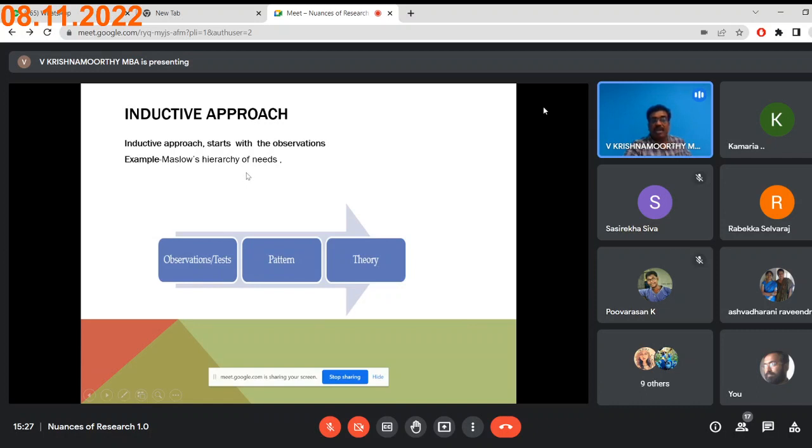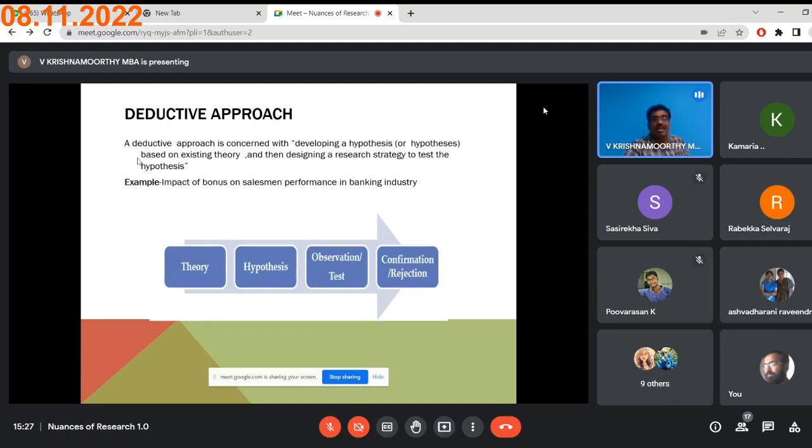If you take Maslow's need hierarchy theory, this theory was propounded by Maslow in the year 1901. He is a Russian psychologist. He has identified basic needs, security needs, plus social needs. Finally, self-actualization. Whereas let's take the deductive approach. What is the example for the deductive approach? Impact of bonus on salesmen. Is there any relationship between bonus given to salesmen in the banking industry? This is an example for the deductive approach.